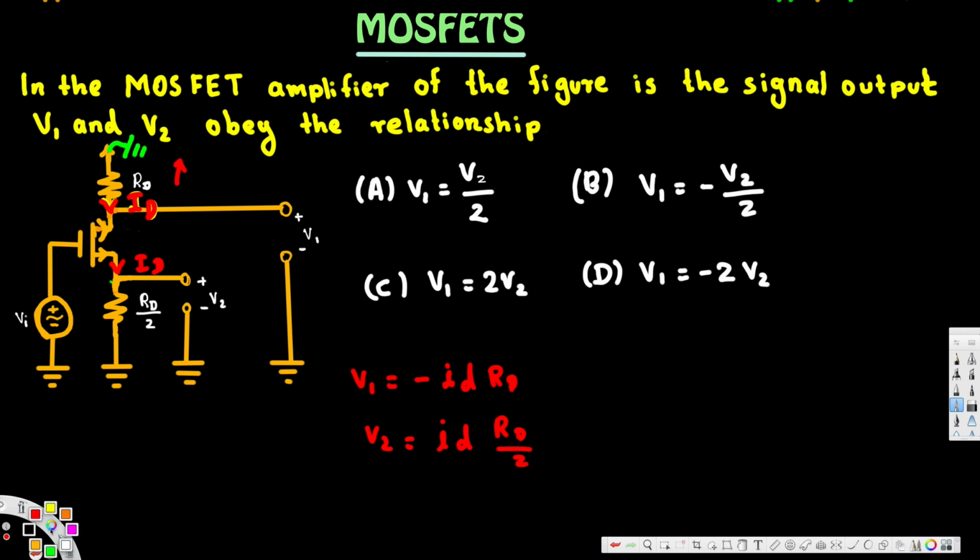Now let's form a relationship between these two. If you rearrange this equation, if you take this negative to this side, negative V1 is going to be ID RD, and if you look at the second equation, V2 is equal to ID RD divided by 2. ID RD is what? Negative V1. So V2 is equal to negative V1 divided by 2. Therefore, V1 can be written as negative 2V2.